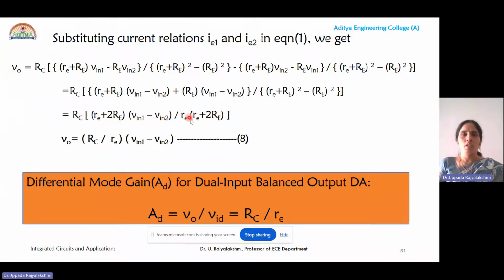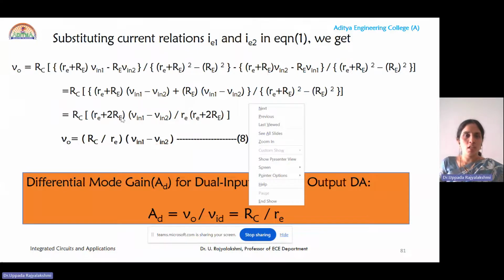But remember that small re plus 2 into capital RE. Here we are neglecting 2 RE when compared to small re. So neglecting that, we will get V0 is equal to capital RC by small re into V1 minus V2. Or else we can say that the differential gain is equal to V0 by VID, which is equal to capital RC by small re.